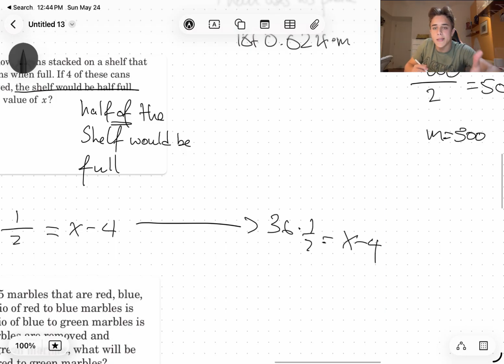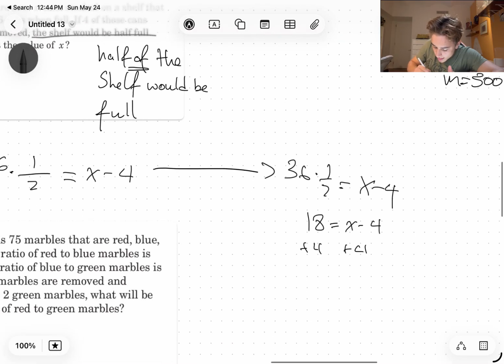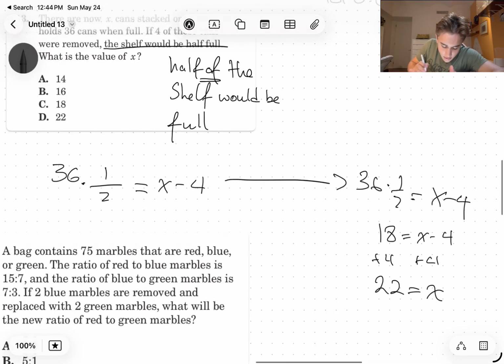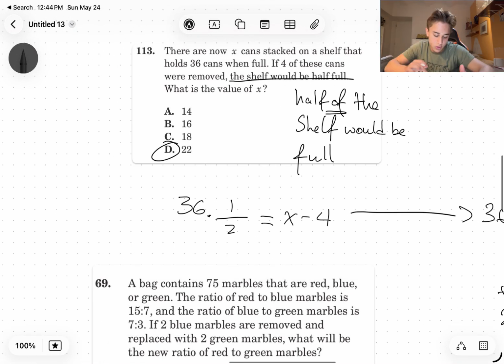Well, what does that mean? 36 times 1/2 is 18. So 18 equals X minus 4. Now we're just going to add 4 to both sides of the equation, and we get 22 equals X. So X equals 22. 22 is the answer choice.